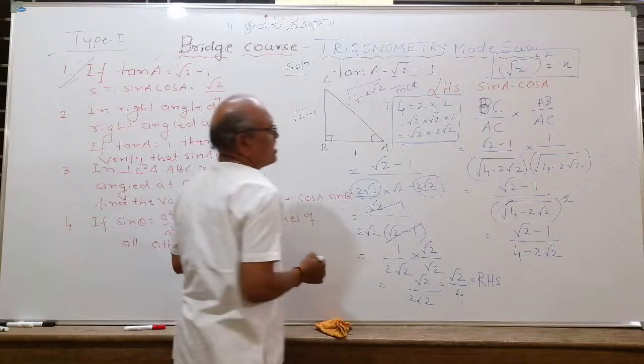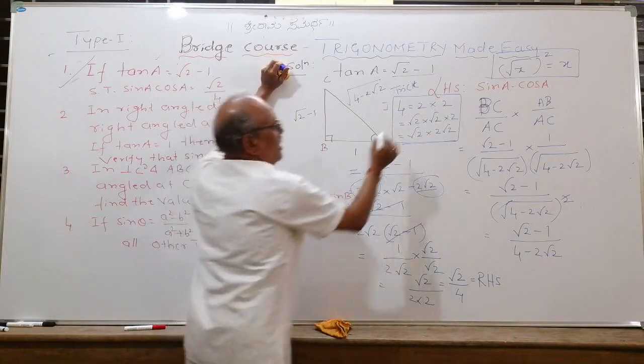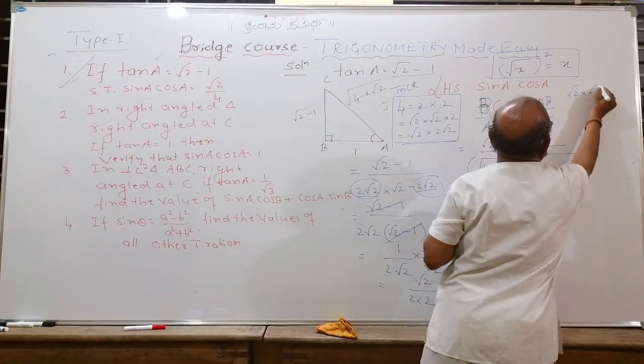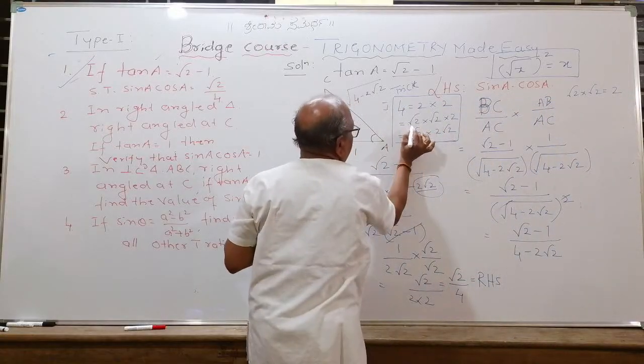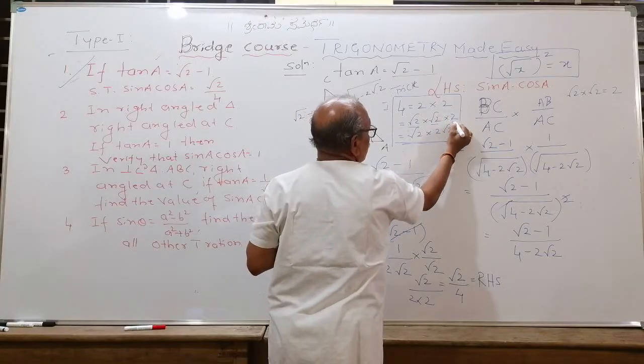This many students can't understand. Can you write 4 as 2 into 2? Yes. Can I write 2 as root 2 into root 2? What is root 2 into root 2? Root 2 square. Is it not 2? Therefore, one of the two I am writing as root 2 into root 2 intentionally. Then I am retaining this 2 as it is.